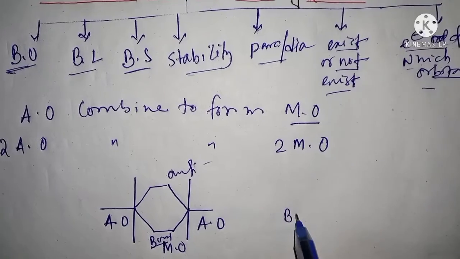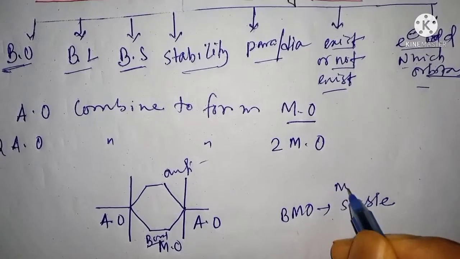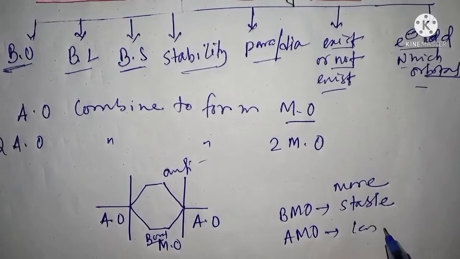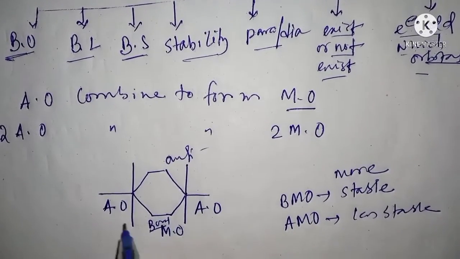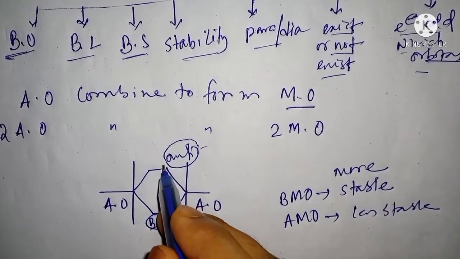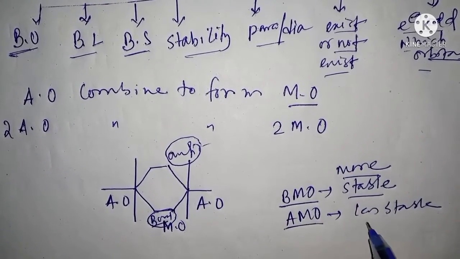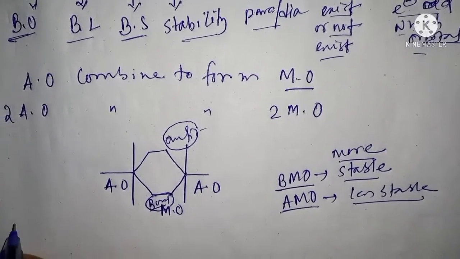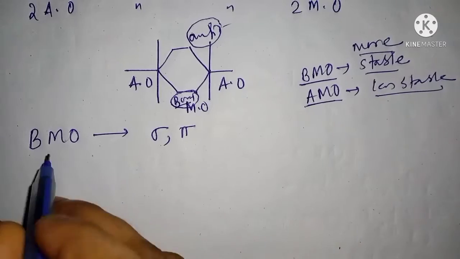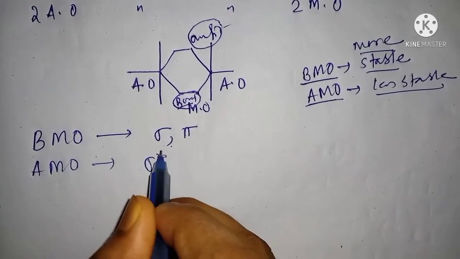So the bonding molecular orbital is more stable compared to the anti-bonding molecular orbital. This is the energy order: this is more stable, so less energy. This is anti-bonding, so higher energy, so less stable. Now what is a bonding molecular orbital? Bonding molecular orbitals are sigma and pi, and anti-bonding molecular orbitals are sigma star and pi star.